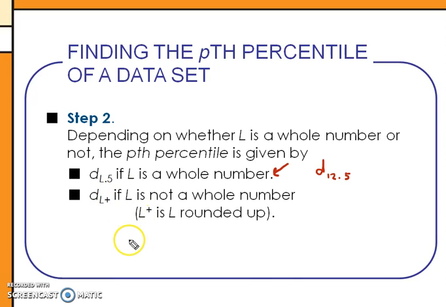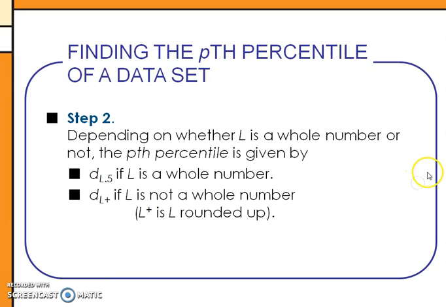So let's say you got a locator of 12.1. Then you'd automatically go to the 13th number. So 12.1 doesn't need to be more than 0.5. It's going to round up no matter what.